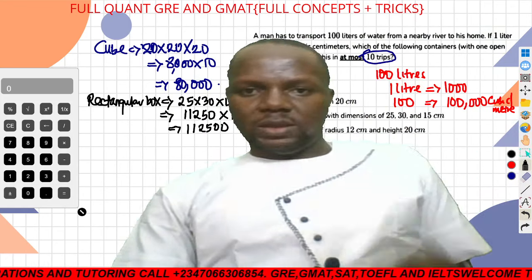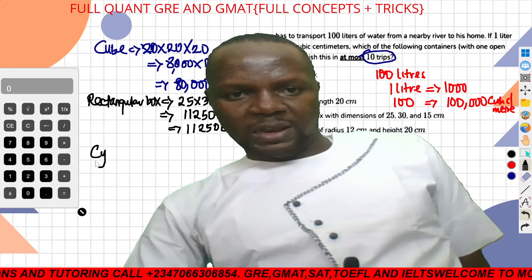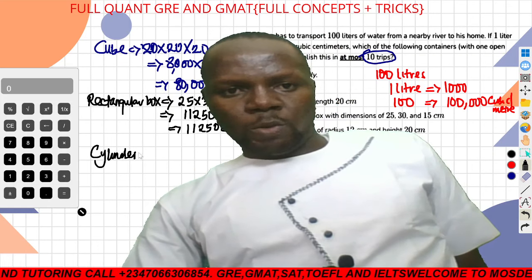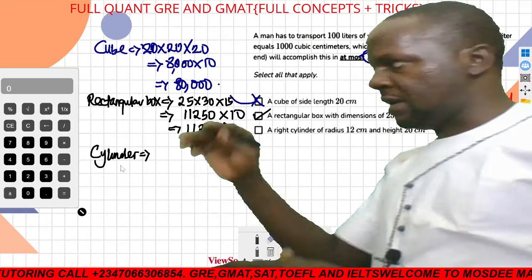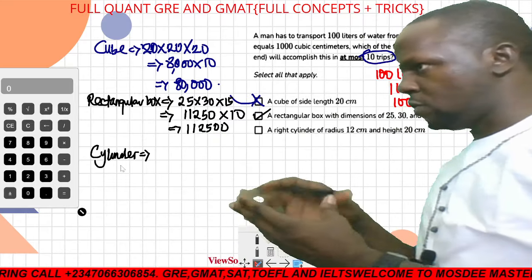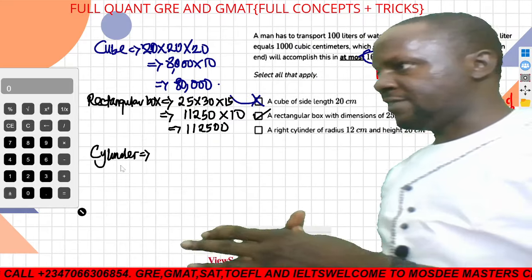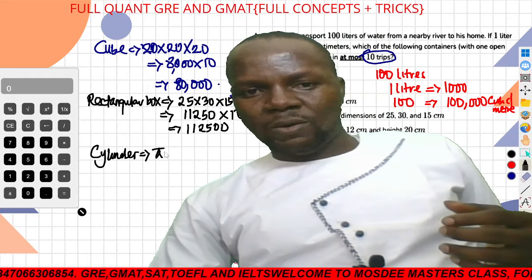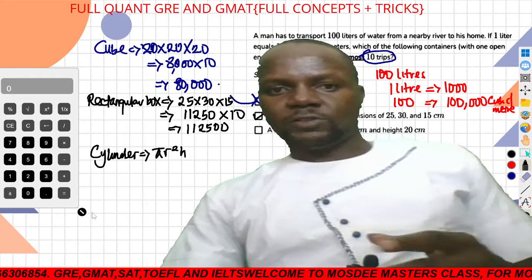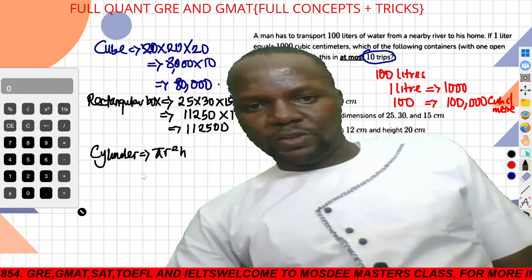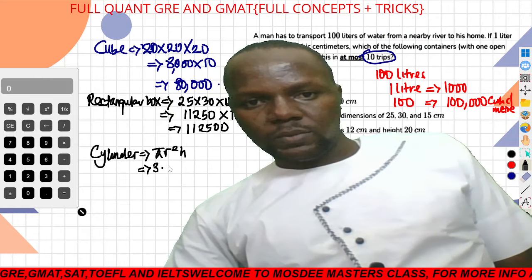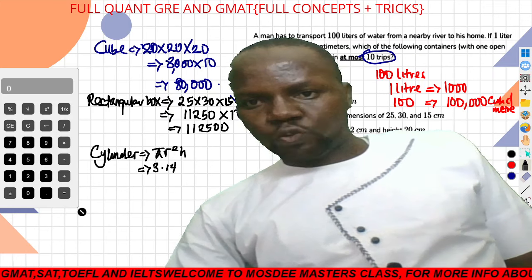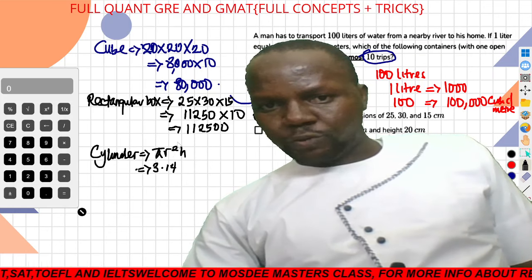Let's take the last one. Cylinder. The volume of a cylinder is the area of the base, the base of the cylinder, multiplied by the height. So area of a circle times height. We write it as pi r squared h. I'm going to use a calculator here. So pi is 3.14. The radius of the cylinder is 12. You can see this is 12 raised to power 2.